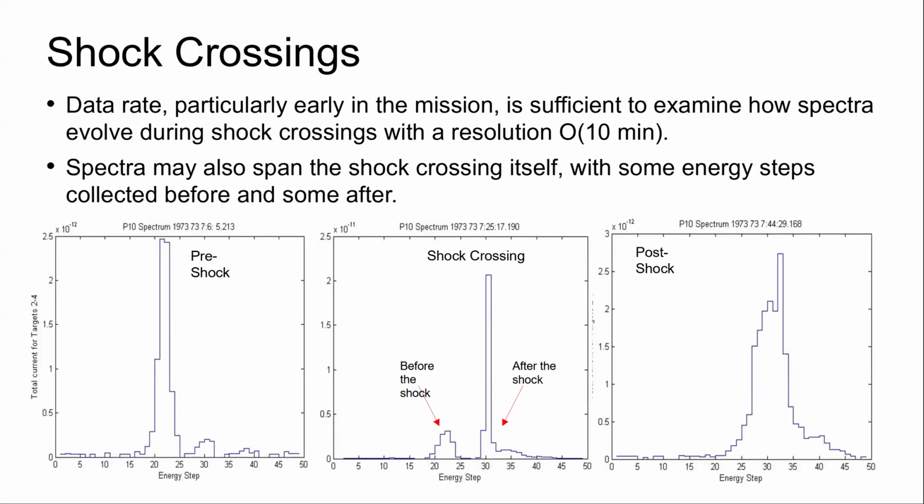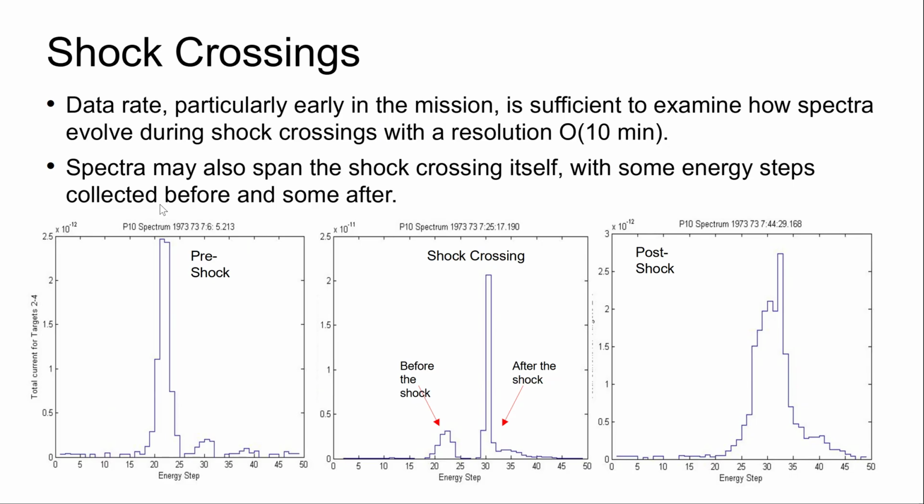Another obvious thing to do with the spectra is look at shock crossings. Early in the mission, the spectra are taken about 10 minutes apart. It's not as good a resolution as the magnetometers, but we can still resolve the shocks quite easily. And sometimes the spectra even will span the shock crossing itself.